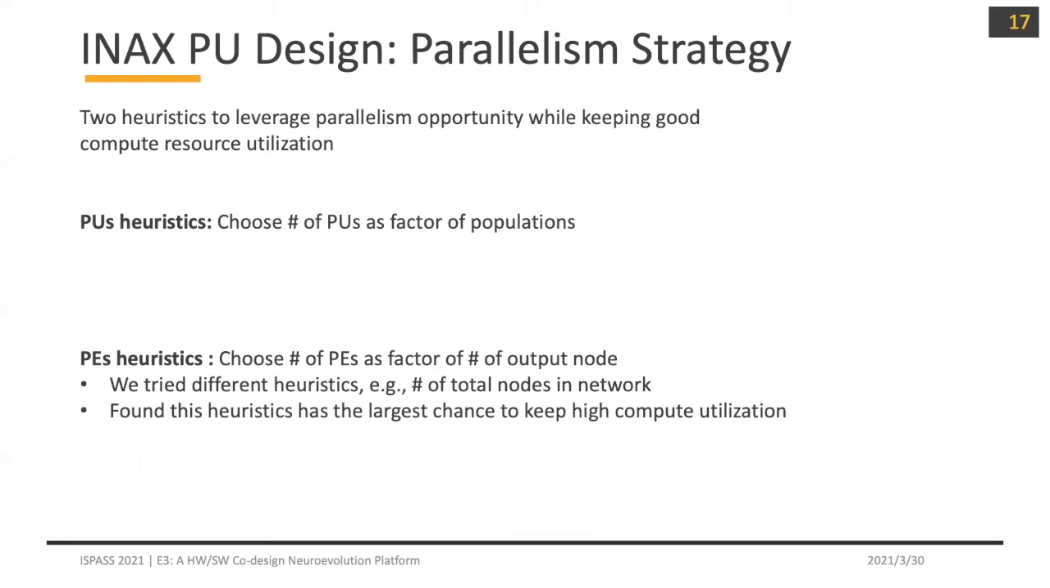First one is the PU heuristic. Because PU is working at the level of population, we choose the number of PU as a factor of population. And the second one is the PE heuristic. We choose the number of PE as a factor of the number of output nodes. Actually, we tried different heuristics for this, like the number of total nodes in the network, the number of input nodes, and so on. And we found this heuristic has the largest chance to keep high compute utilization.